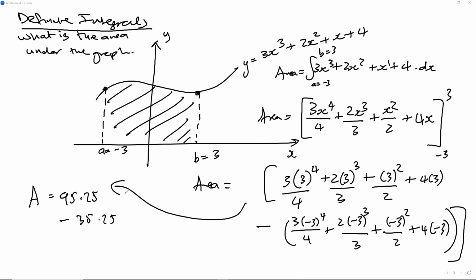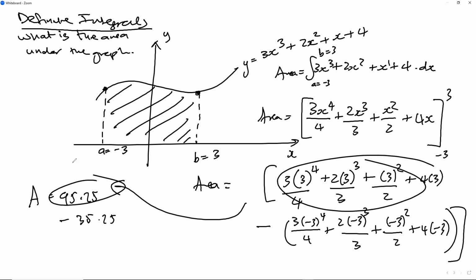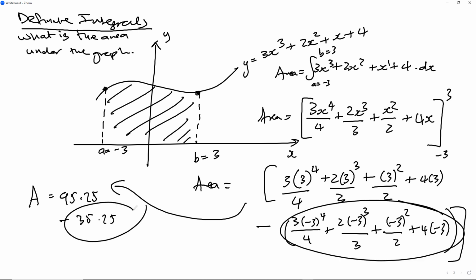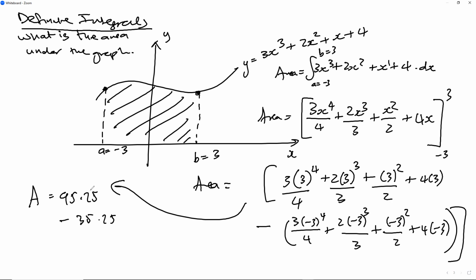All right, so we got 95.25 from this component over here. And then we got 35.25 from this over here. So when I subtract it, I get 60. So this area is 60 units squared. Done.